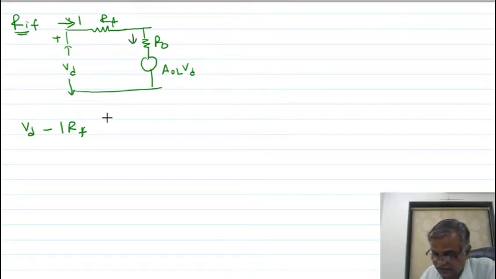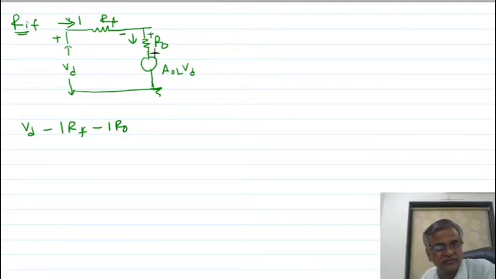Current flows in this direction, going from higher to lower, so minus I into RO. Current is going from here to here. This is your minus sign. This is a plus and minus voltage. So from this I can write VD minus I RF minus I RO plus AOL VD is equal to 0.